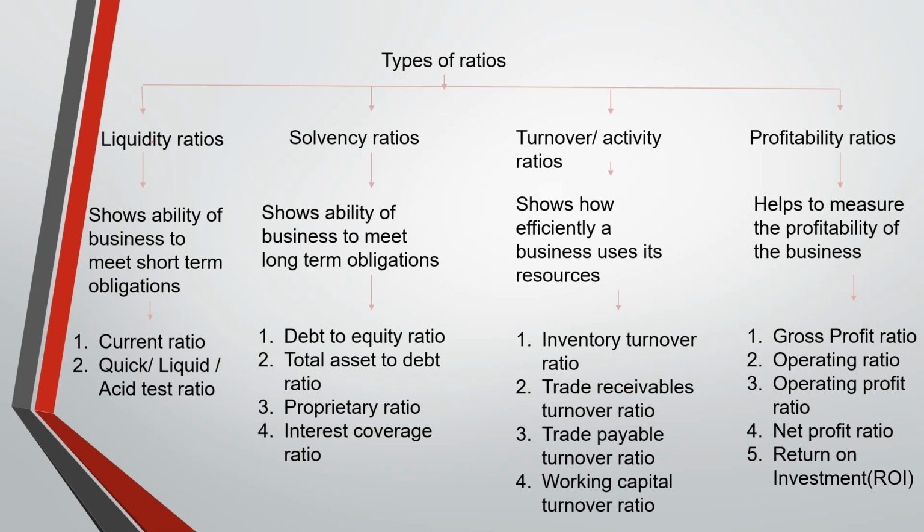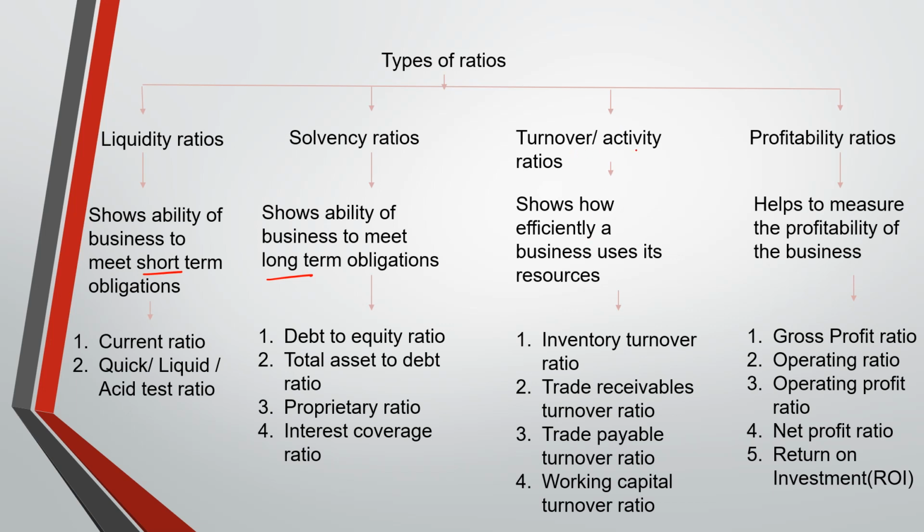So now the ratios that we are learning are liquidity ratio, solvency ratio, turnover or activity ratio, and profitability ratios. Liquidity ratio shows the ability of the business to meet short-term obligations, meaning whatever obligation becomes due in the short-term period, that would be indicated by the liquidity ratio. Solvency ratio will show the ability of the business to meet the long-term obligations. So whatever is becoming due in the long term, whether the company would be able to pay, we would be able to decide using the solvency ratio.